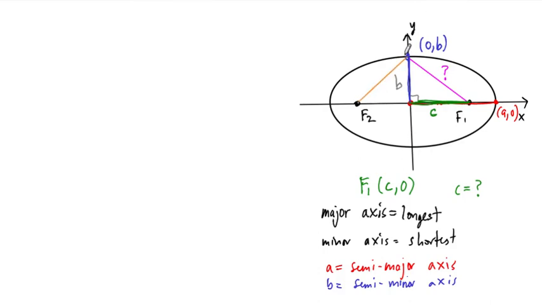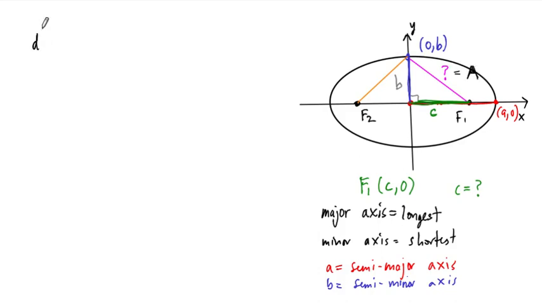So if we connect this segment here as well to the same point, the focus F2, then we know, by the way, everything is symmetric here, right? So the lengths of these two segments, let's just call this capital A, for the sake of giving it a name.